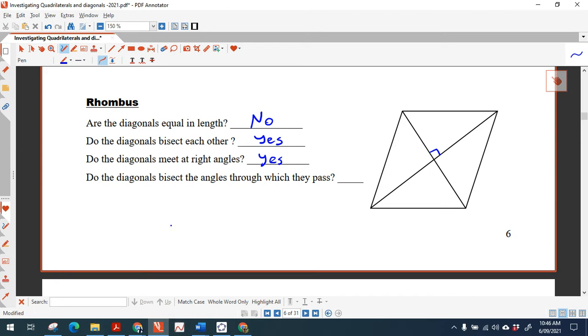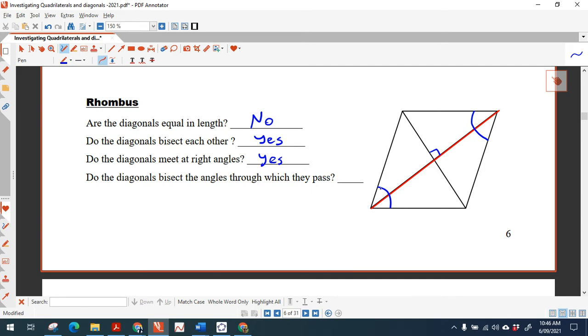Now, do the diagonals bisect the angles through which they pass? So let's have a look what that means again. Let's take this diagonal. If I take this diagonal, does it cut the angles through which they pass? The diagonal passes through this angle, and the other diagonal passes through this angle. Now, does that red diagonal cut the blue angles in half?